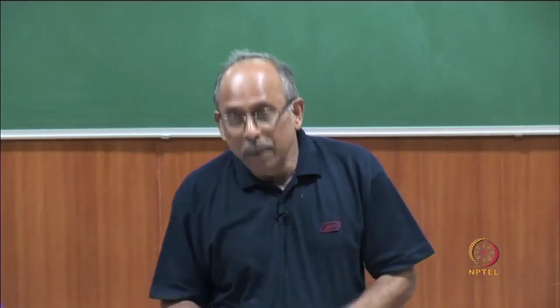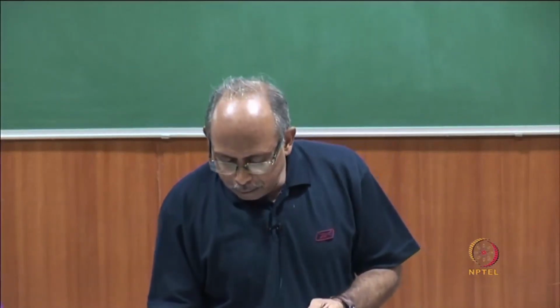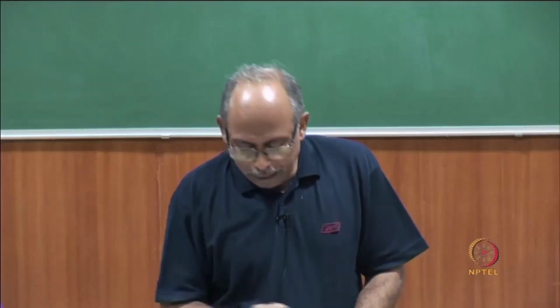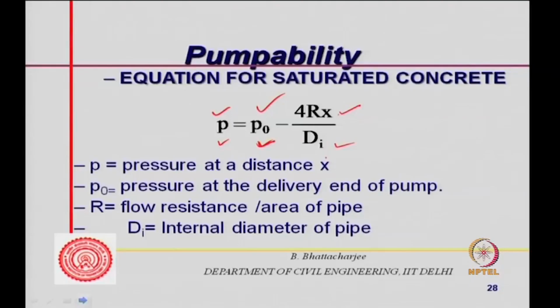In other words, if P 0 is known, the pipe diameter is known, and the flow resistance per unit area of the pipe is known, which will be a function of the mix, then one can find out the maximum pumping distance. So, x max can be obtained by P 0 d I by 4 R, because when P equals 0, you can find the value of x, that is the x max.